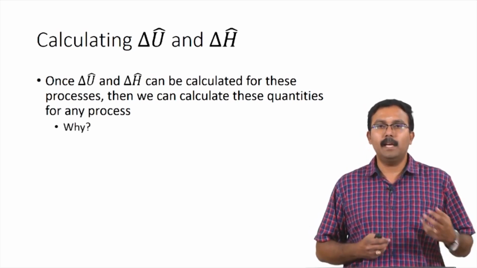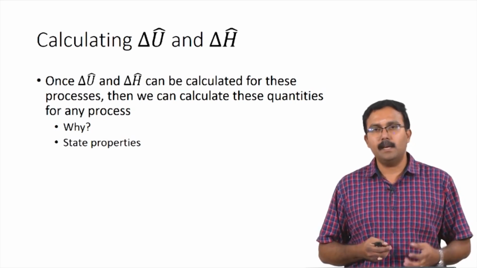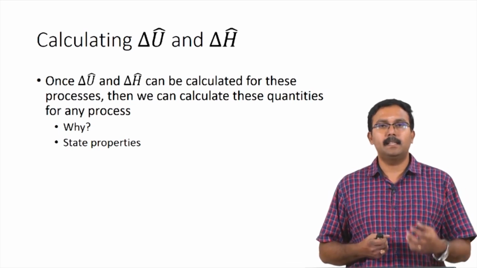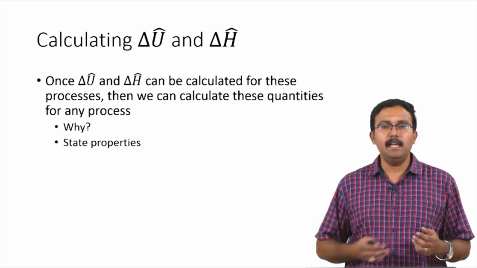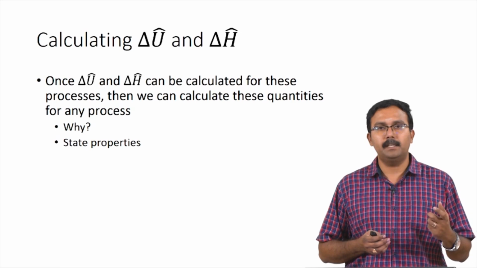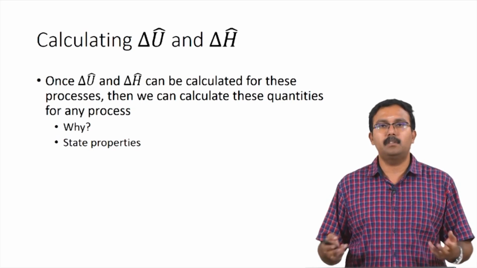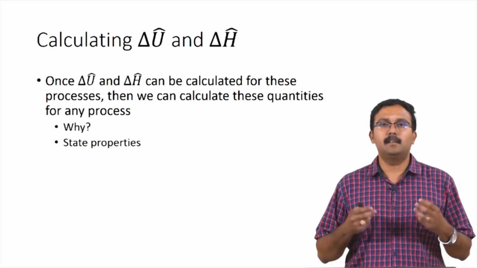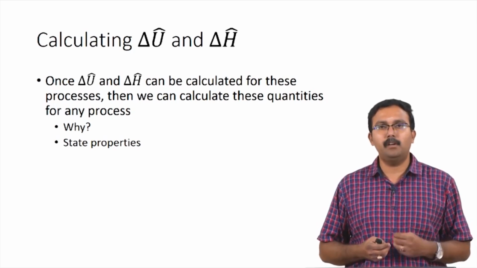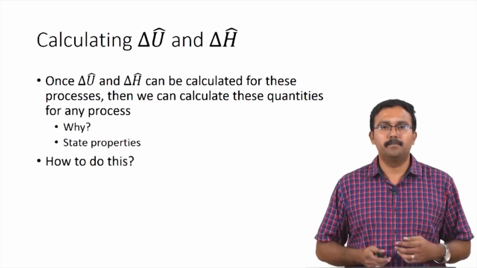Why is this possible? Why are we able to do this? It is because these two properties are state properties and not path functions. This means that the change in enthalpy can be calculated for any path, and as long as the summation of the path represents the actual path, you would not have any problems with the numerical value you have obtained for the change in enthalpy. That is the beauty of using state functions, and we will be trying to exploit this property of enthalpy and internal energy to perform calculations which are feasible.